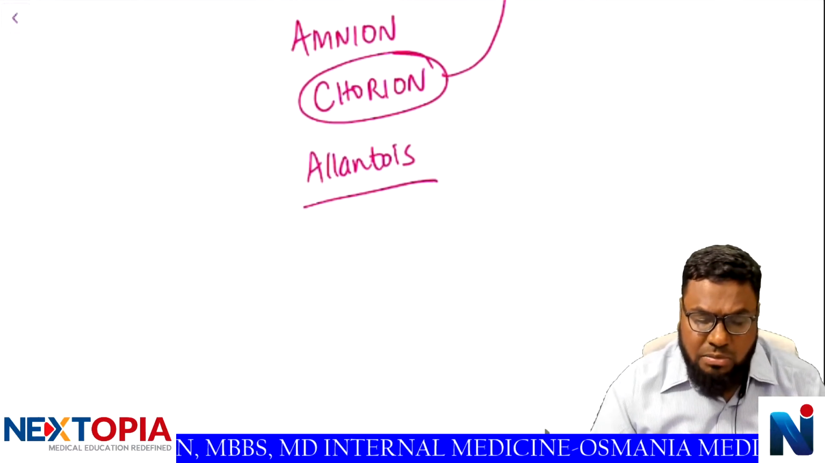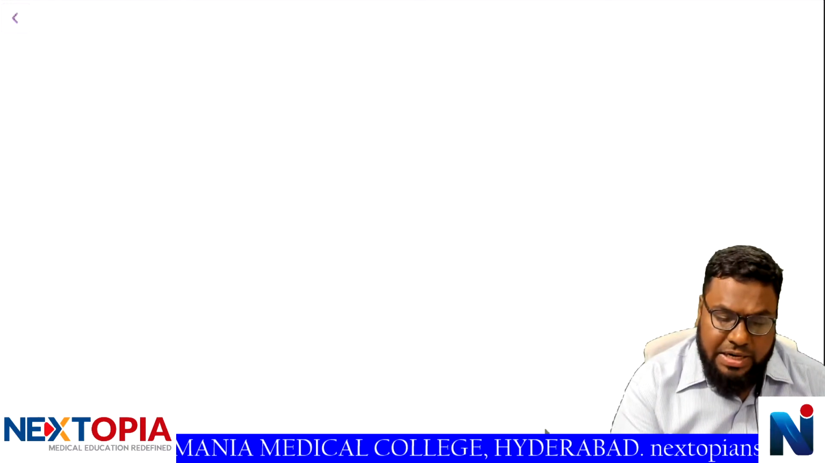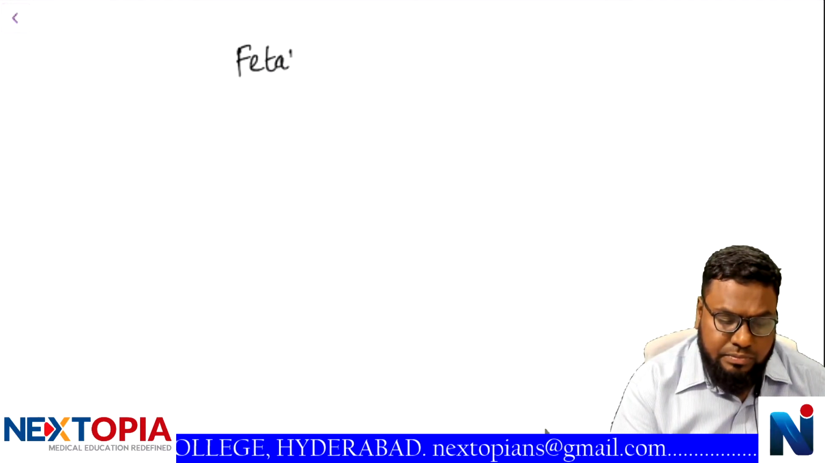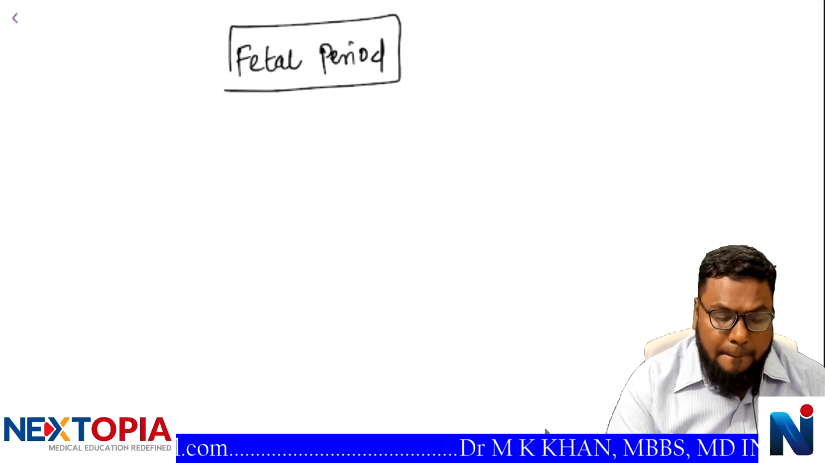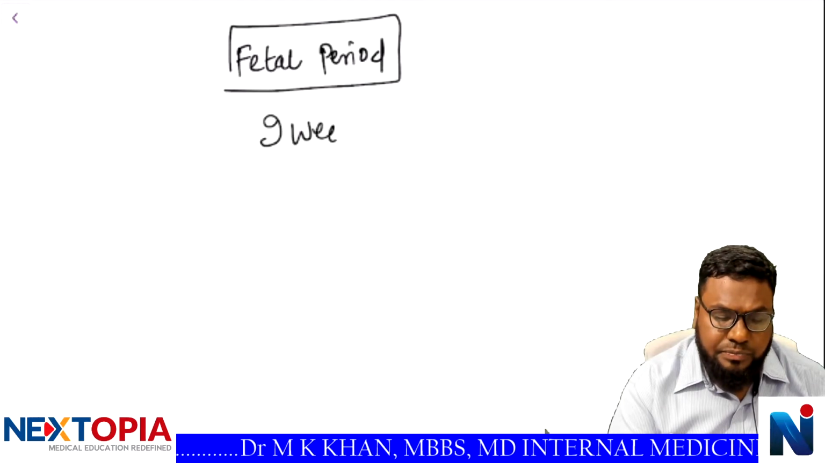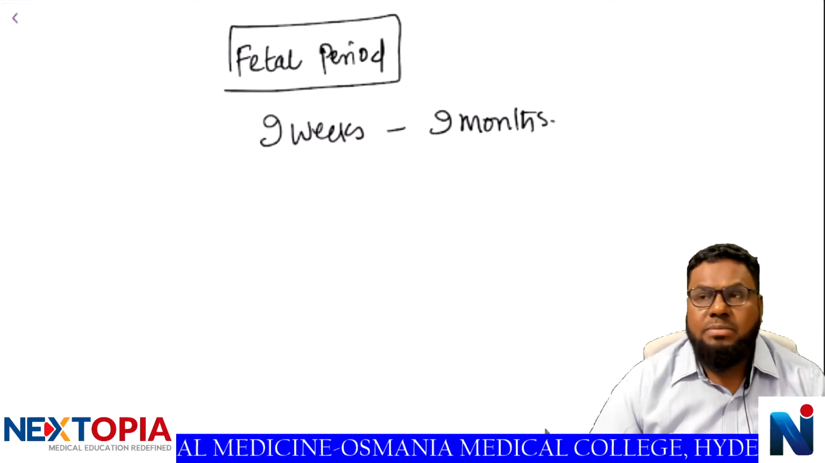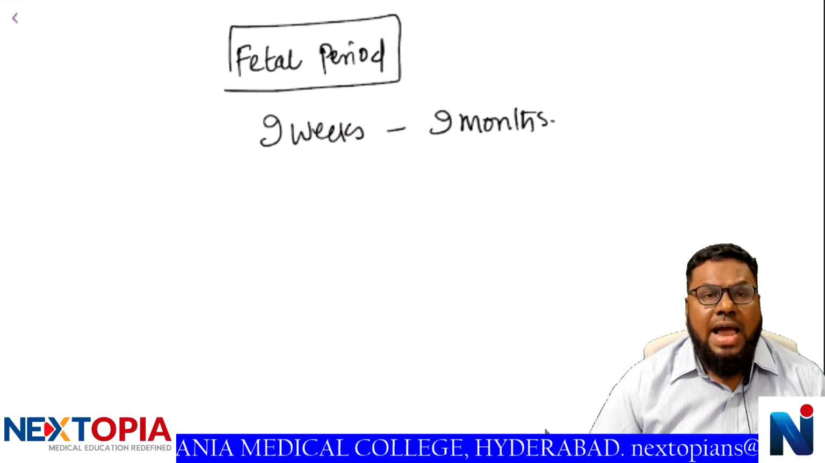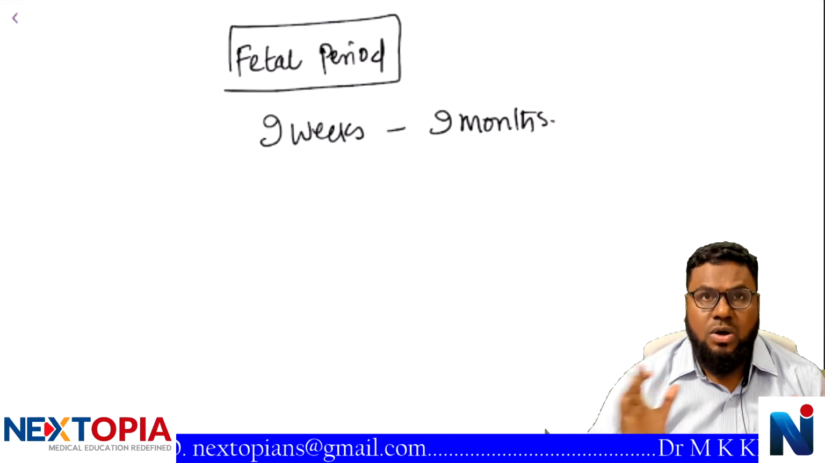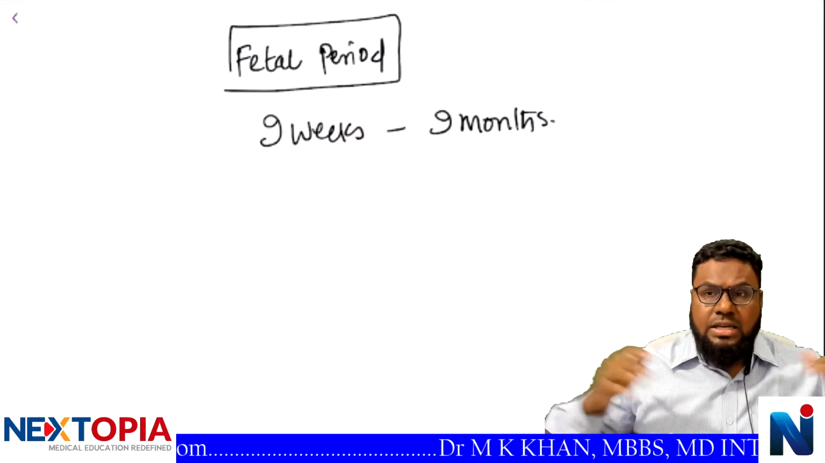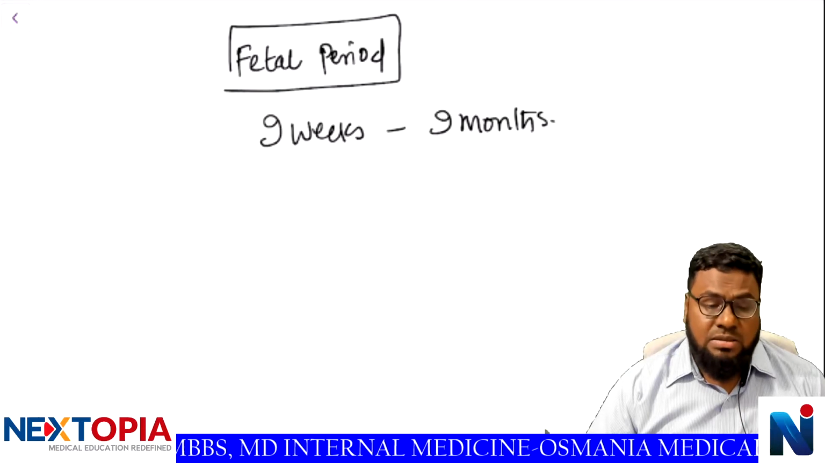Now once the organs are formed, this is happening till the 8th week. After that starts the fetal period, from 9 weeks to 9 months. This fetal period is responsible for growth of the fetus in all dimensions, longitudinally, horizontally, three-dimensionally, and for specialization of various body structures.